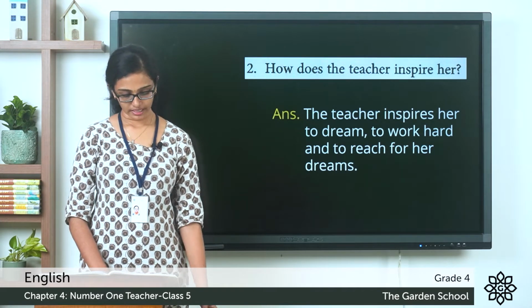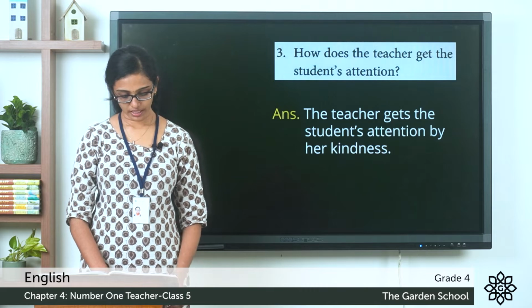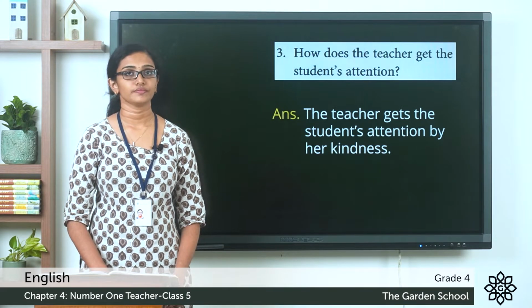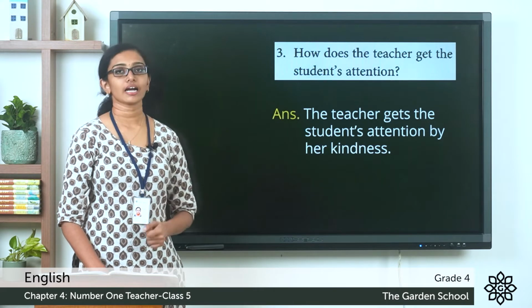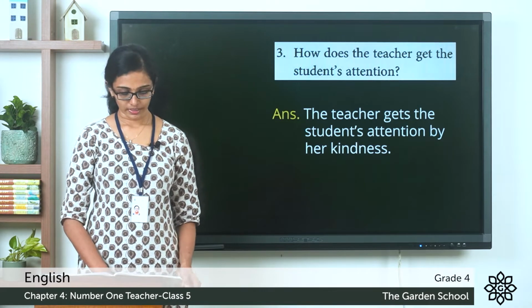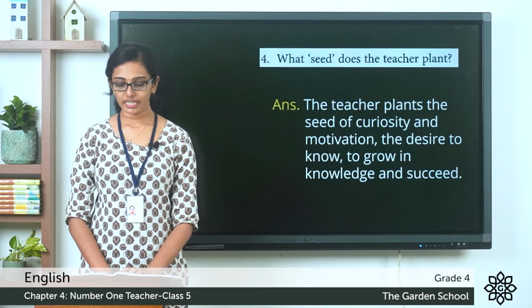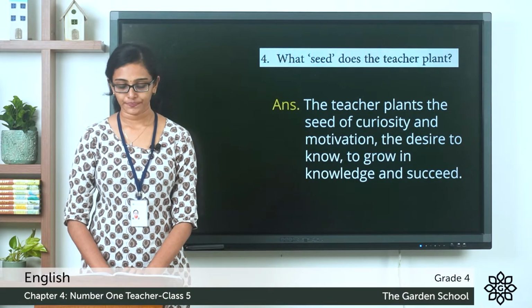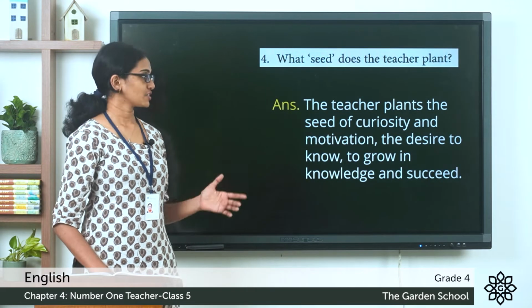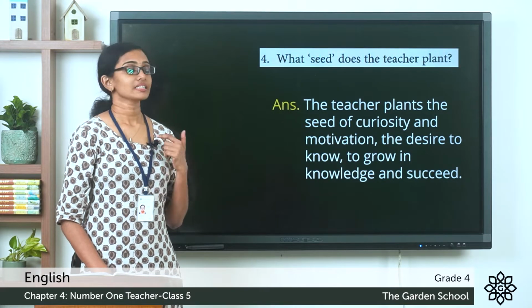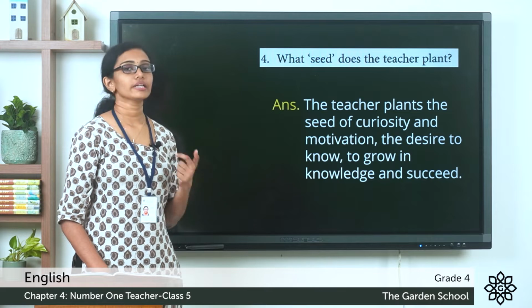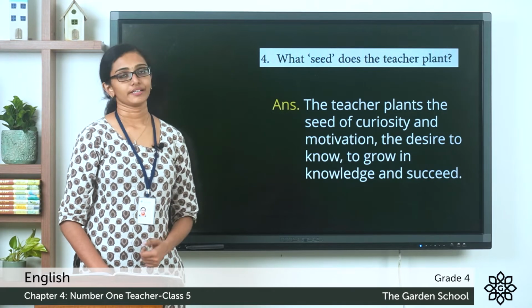Now, question 3. How does the teacher get the students' attention? The teacher gets the students' attention by her kindness. Now, question 4. What seed does the teacher plant? The teacher plants the seed of curiosity and motivation, the desire to know, to grow in knowledge and succeed.